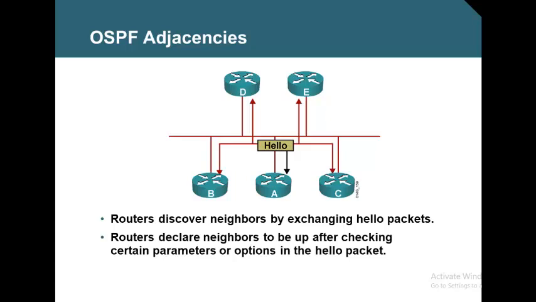So before forming adjacency, first they have to become neighbors. To discover a neighbor, the hello packet is sent to 224.0.0.5. This multicast address is used while sending the hello packet. Every router, on every port where OSPF is running, sends a hello packet every 10 seconds. Every 10 seconds, the hello packets are sent.